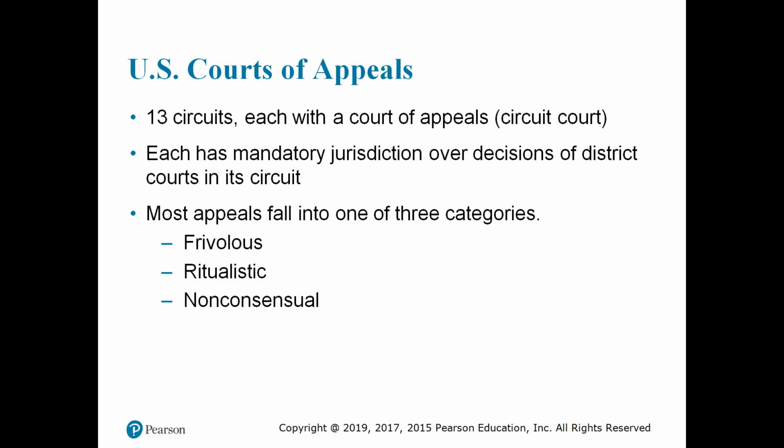There is the United States Courts of Appeals, and you don't need to know how many there are or what they do, because they all do the same thing. They look at lower courts' decisions and look at the case. They don't retry it, but they look at it on appeal to decide whether they're going to grant or deny it. Most appeals fall into one of three categories: frivolous, ritualistic, or non-consensual. The book talks about what those categories mean.